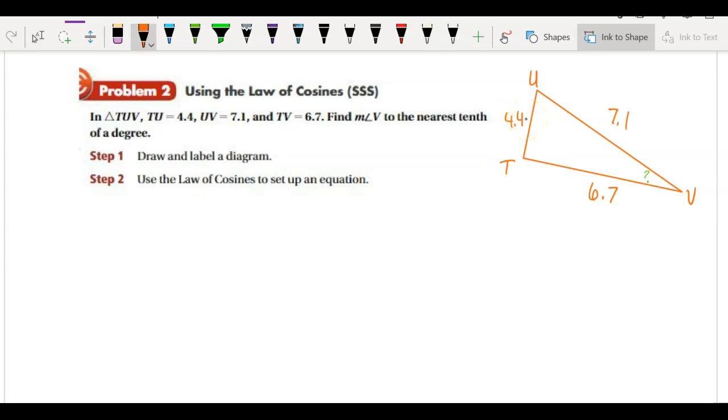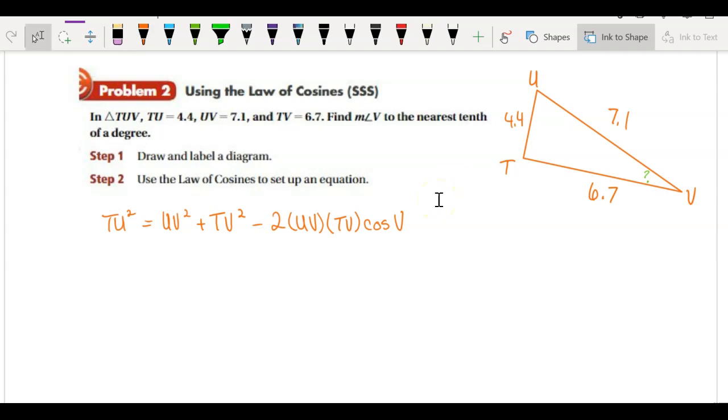And I think you'll see what I'm talking about in just a second. So we're going to say TU squared is equal to UV squared plus TV squared minus 2 times UV times TV times the cosine of V.